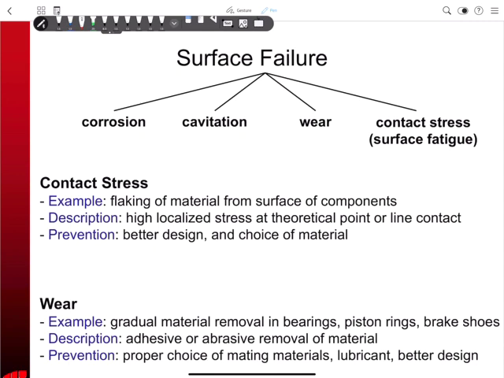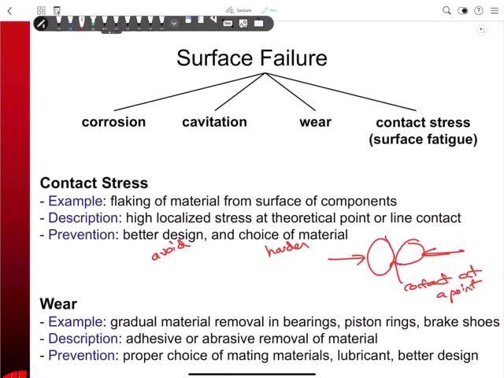Contact stress, that's the one where we're going to focus on today, really, and that is when we push really hard on two points. For instance, I've got two spheres and I push them against each other. What's the contact point? Contact at a point there, right? So that means that the area is zero, which means that force over area goes to infinity. Wow, so we can get some really, really high stresses at this theoretical point or line contact. So we just need to avoid this, right? Avoid and harden, right?